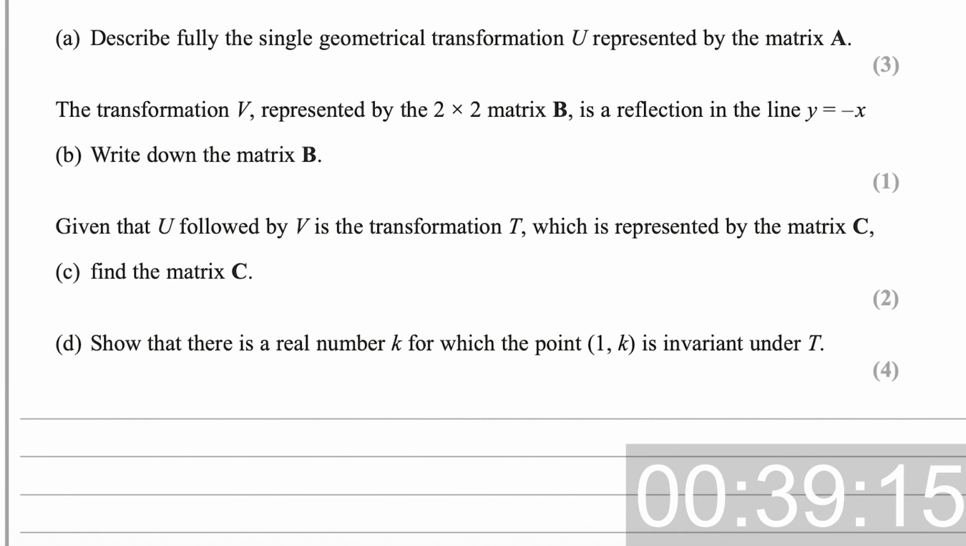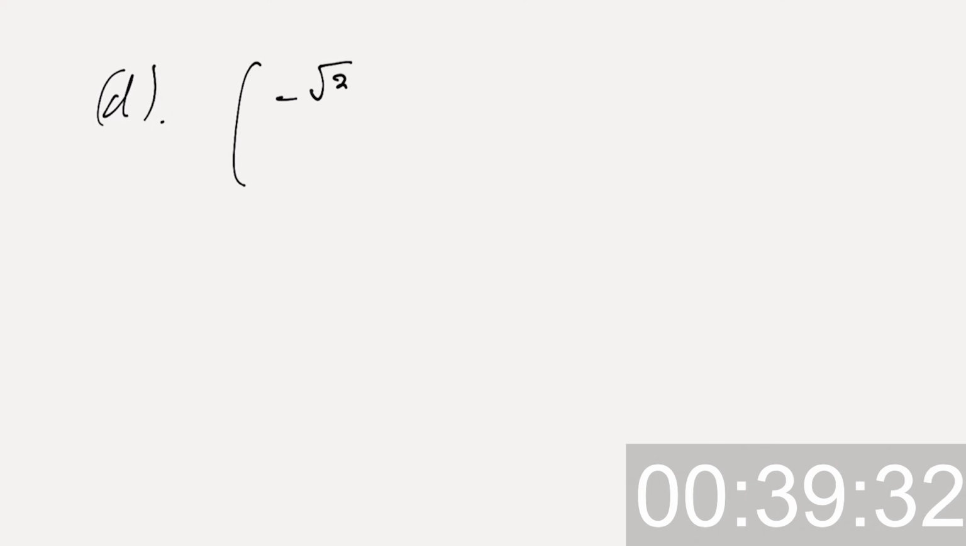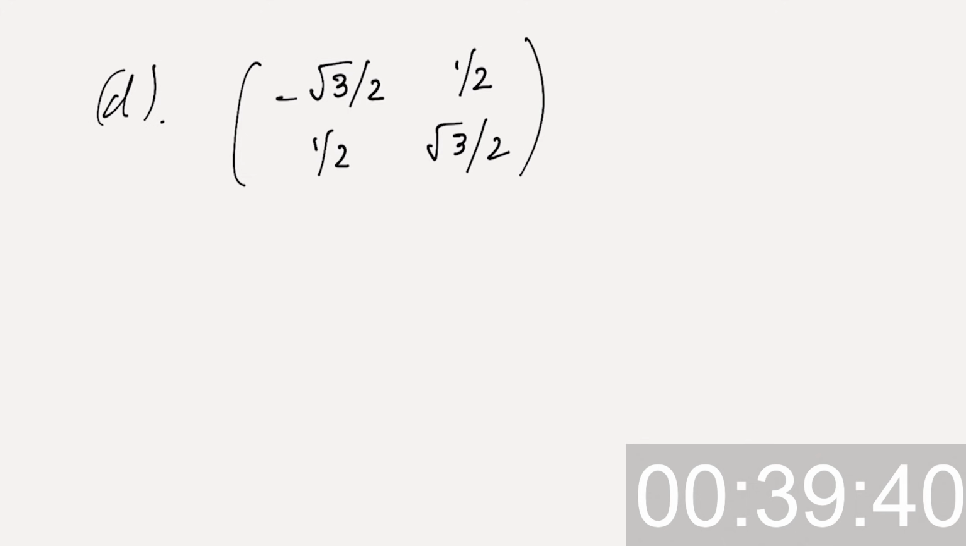And then finally part D, show there is a real number K. Right, so T here is the matrix we just calculated. So I want to find a real number K for which the point (1, K) is invariant under T. So that means if I multiply my matrix, which represents my transformation T, by (1, K), if the point is invariant, I should get back (1, K).